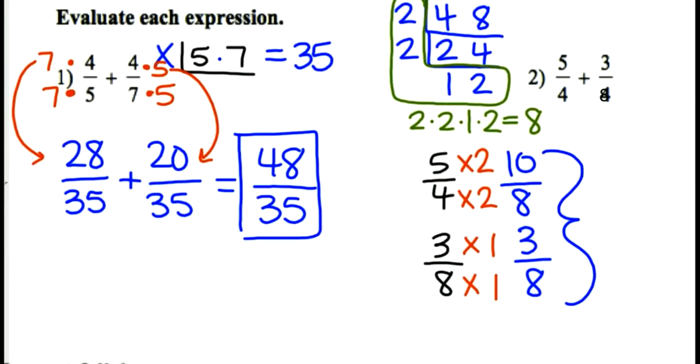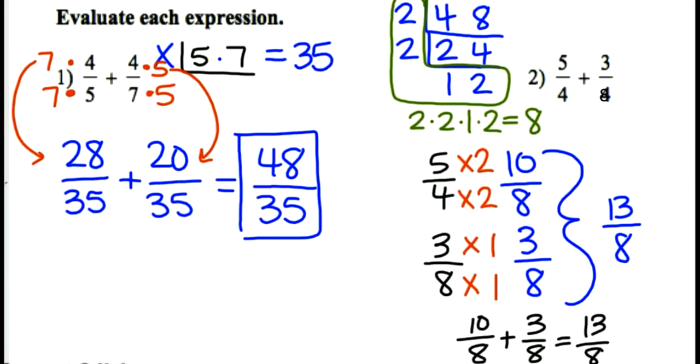You can add them like that and then say 13/8. Or you can rewrite them side by side and write underneath 10/8 plus 3/8 equals 13/8. Either way is okay.